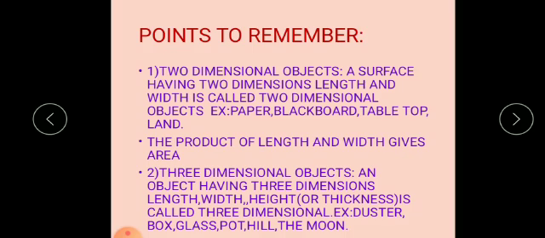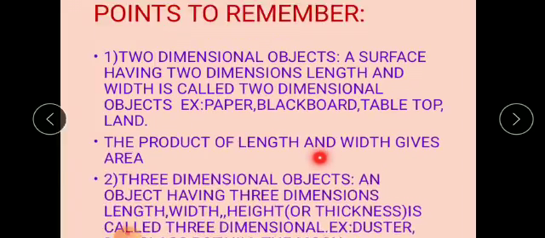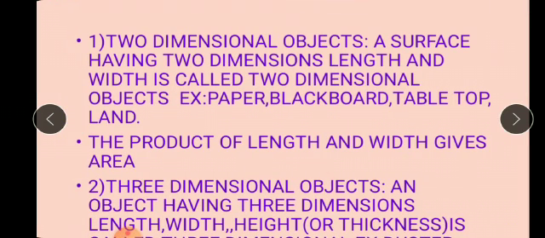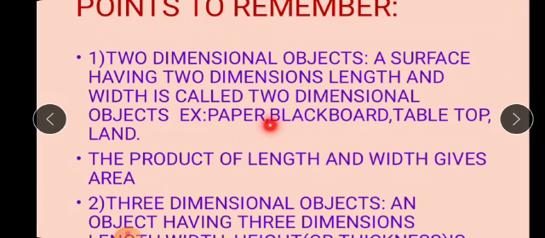Okay, so that's what is about our today's lesson. So today we are going to study something about the two-dimensional objects, children. So what is basically two-dimensional objects? A surface having two dimensions, that is length and width, is called two-dimensional objects. For example, paper, it has length and width, but it doesn't have a height. Blackboard, which we saw just now, it has length, width, but it doesn't have a height. Tabletop, it also has length and width, but it doesn't have height.